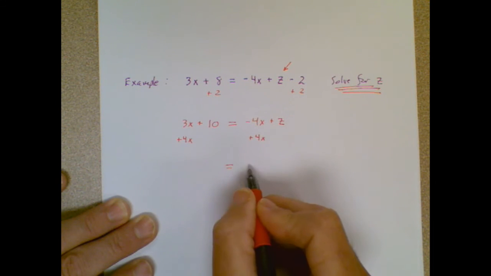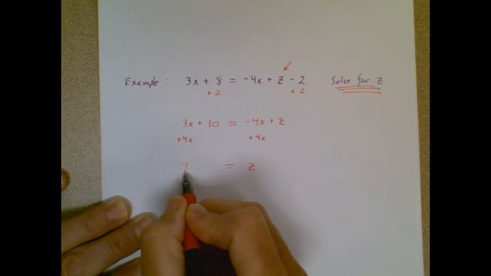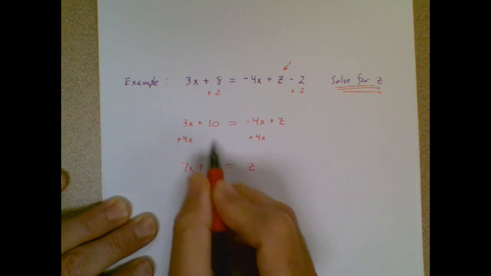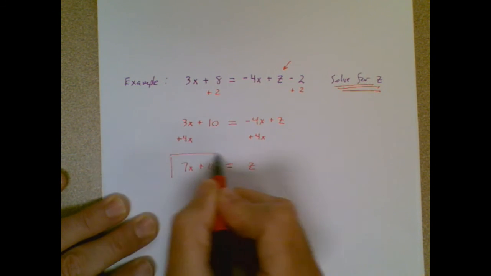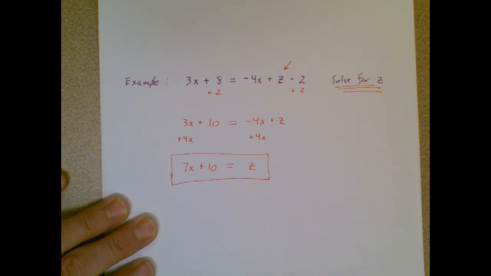Now these add to 0, so z is all by itself on the right-hand side, just what I was hoping for. These are like terms. There was no like term for the 10. I have now solved for z.